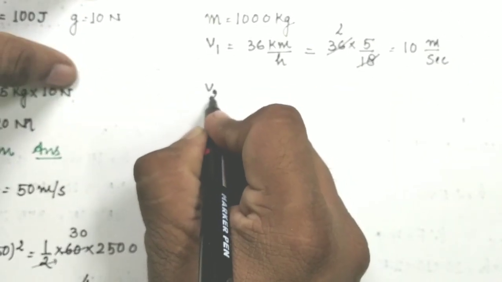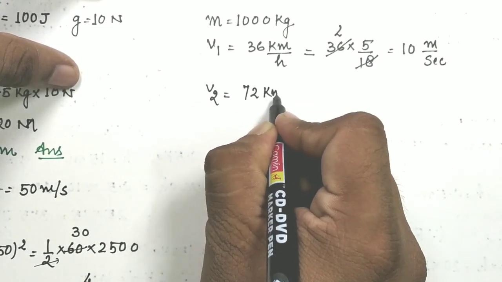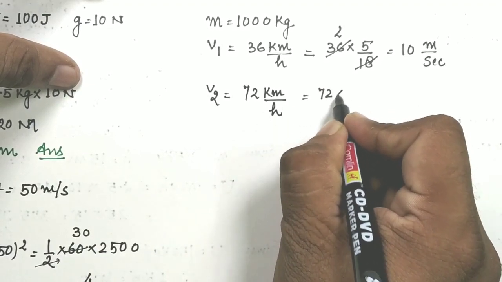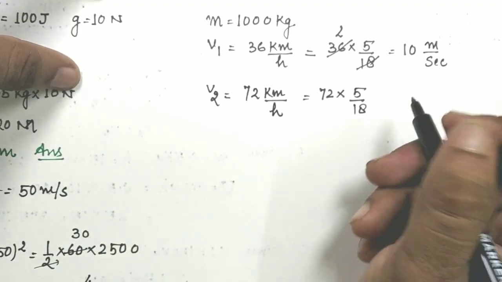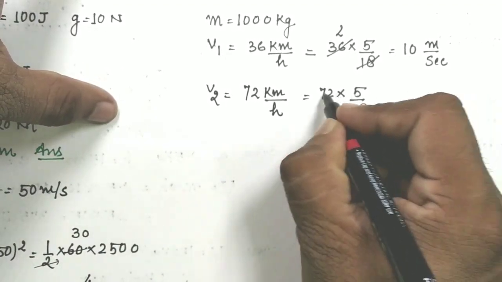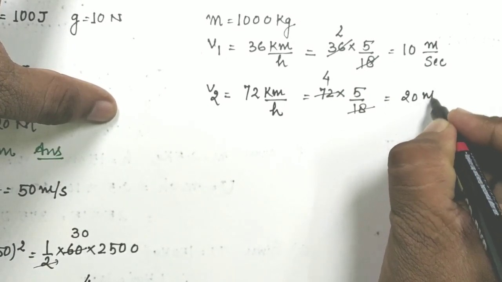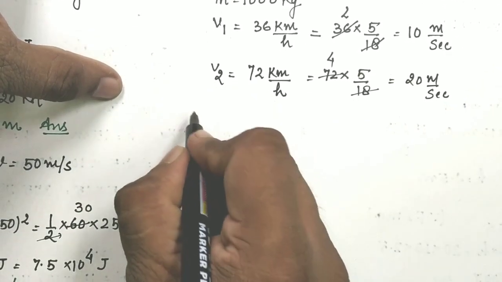And next velocity is given as how much? That is 72 kilometer per hour. It means that velocity is increased. So again 72 kilometer per hour will be converted into meter per second, so multiplied with 5 by 18. 18 fours are 72. So it will be 20 meter per second. We have to calculate the increase in kinetic energy.